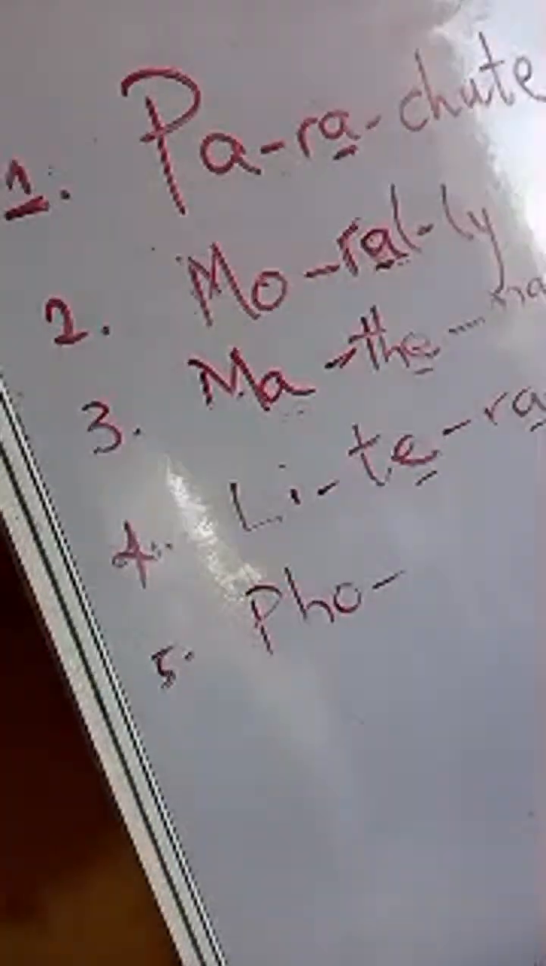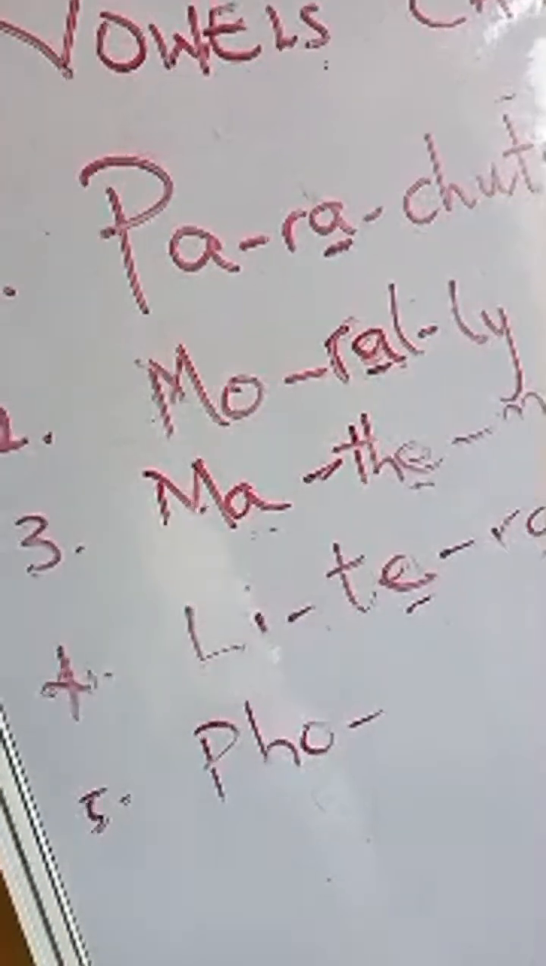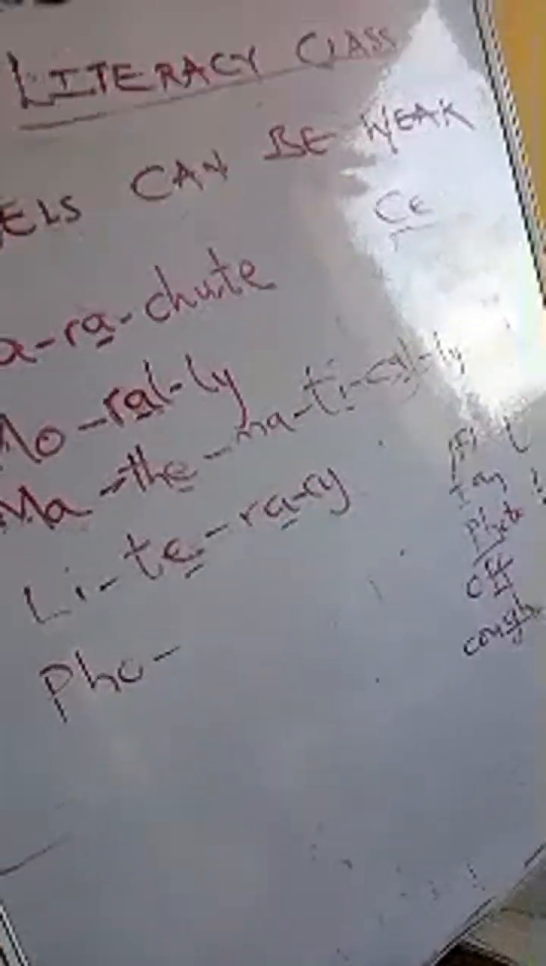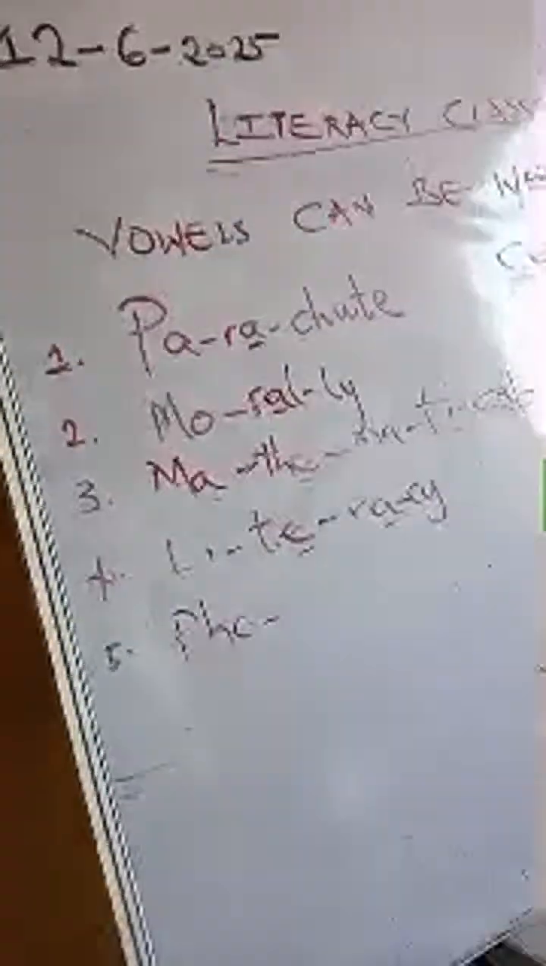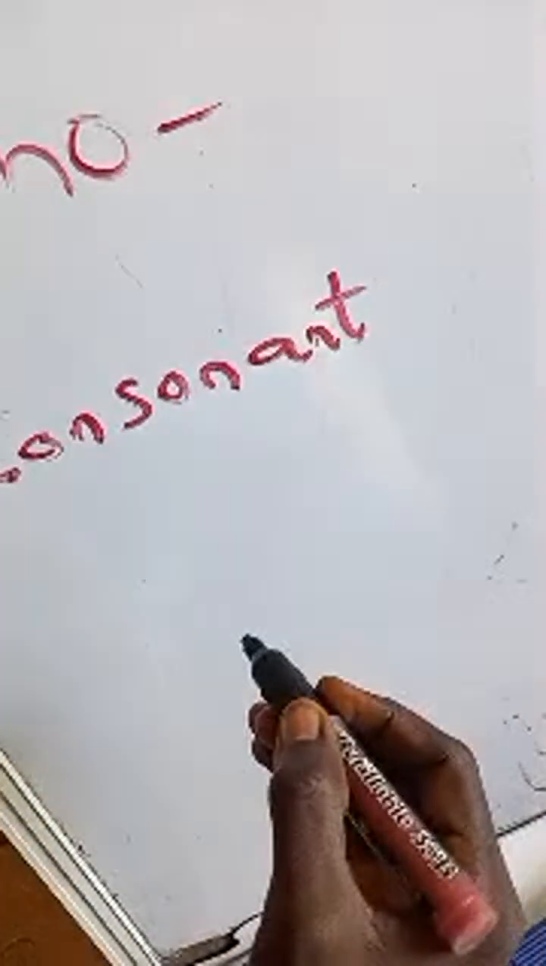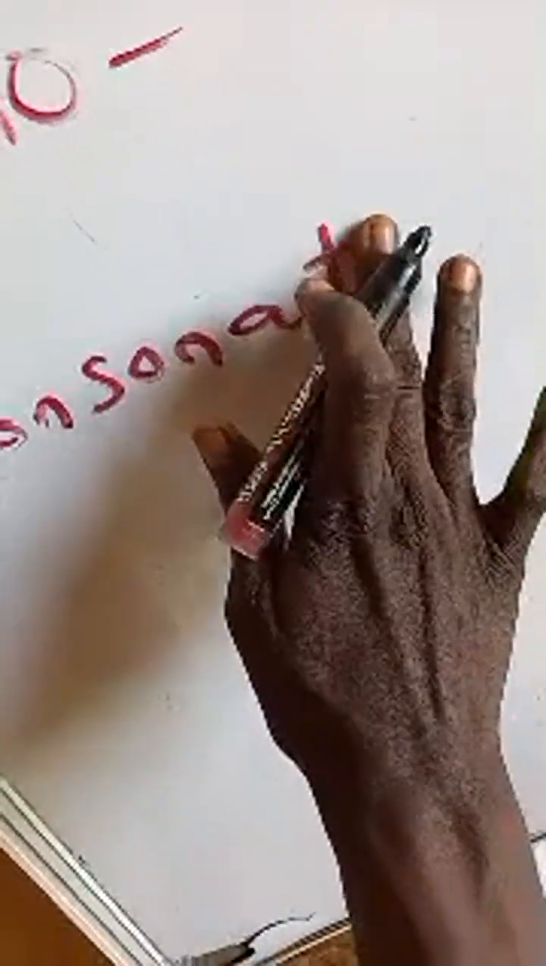I just want to explain to you that consonants come by silent. Let me put it on the board. Consonants can be silent. Only vowels are weak.